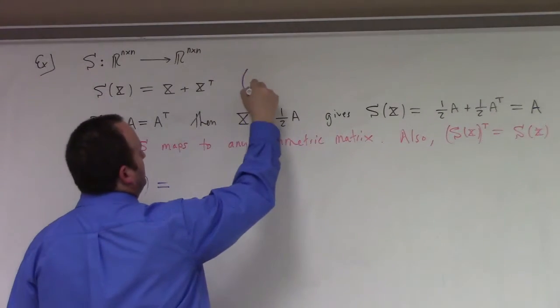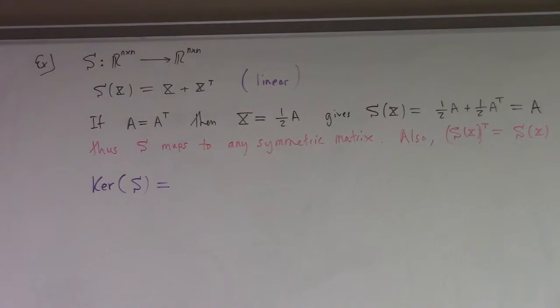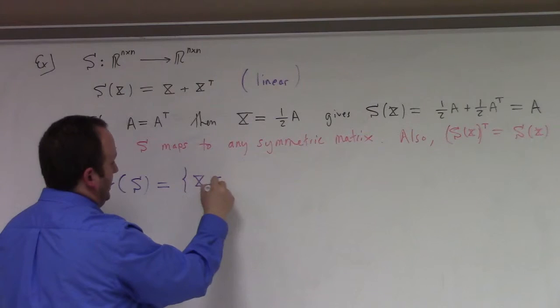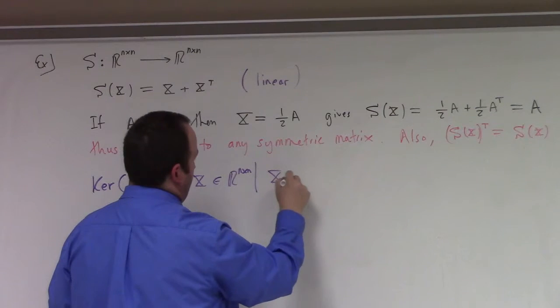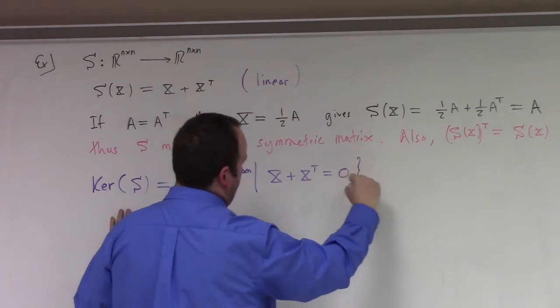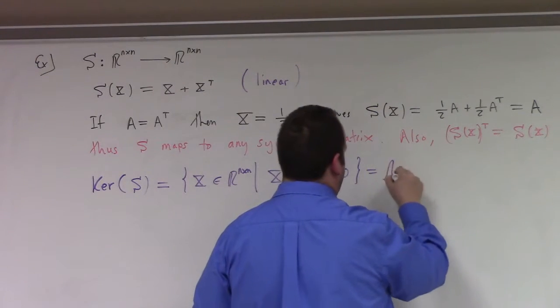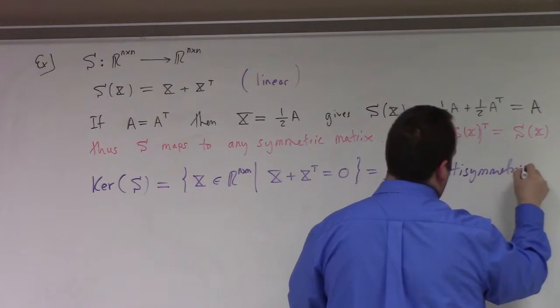By the way, this is linear. I think it's clear that's a linear map, isn't it? By properties of transpose. The kernel of S is what? This would be x in R^(n by n) such that x plus x transpose equals 0, right? So what is the kernel of S? The kernel of S is exactly the antisymmetric matrices, right? So you could say that this is equal to, let's say, A_n, the antisymmetric n by n matrices.